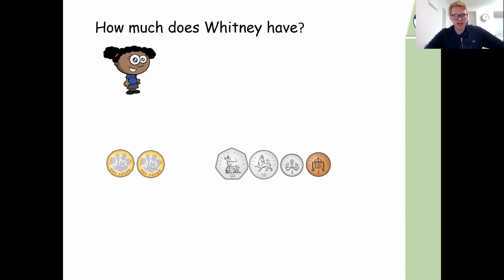Okay, so let's put that into descending order. So starting with the largest, getting smaller. We've got £2 here, I can see. Then it's £2.50, £2.60, £2.65, £2.66.